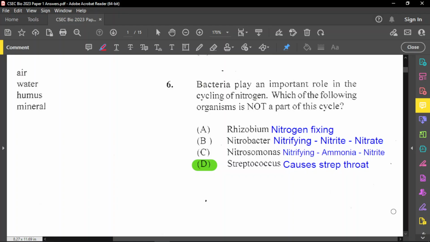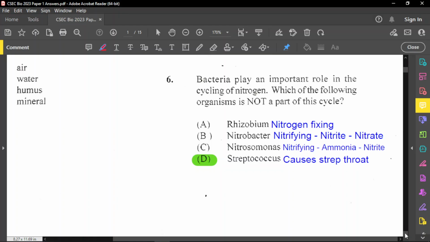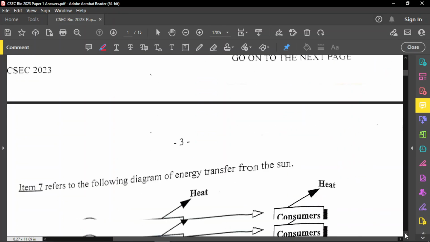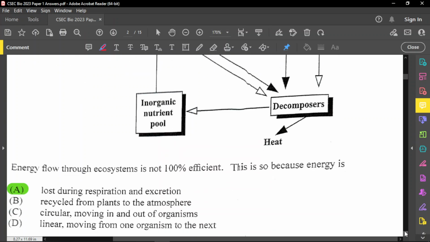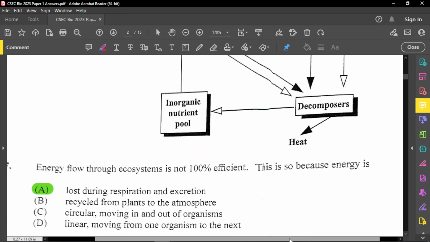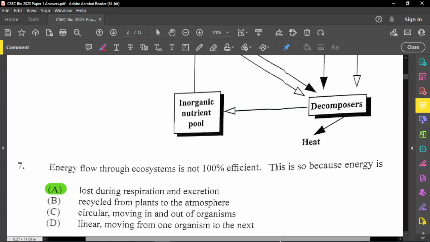All right, and so let's now jump into the next question, question number 7. And question number 7 refers to this. It said, item 7 refers to the following diagram of energy transfer from the sun. And this is a very familiar diagram. And so the question reads now, it said energy flow through ecosystem is not 100% efficient. This is so because energy is what?